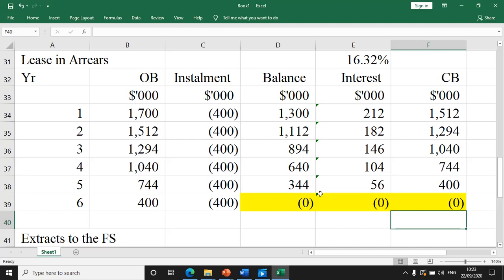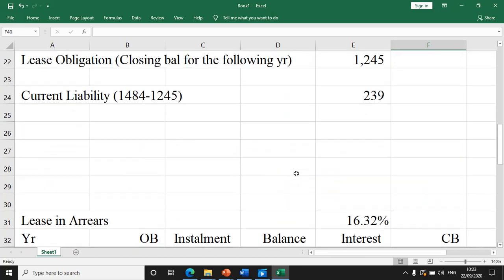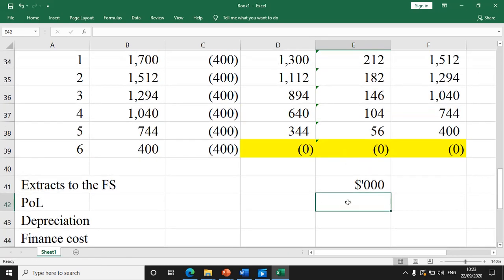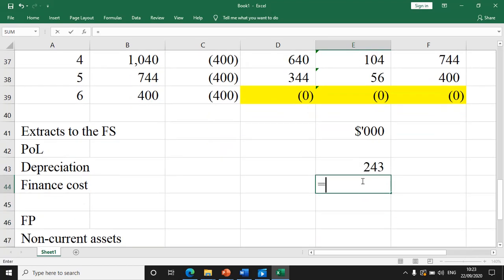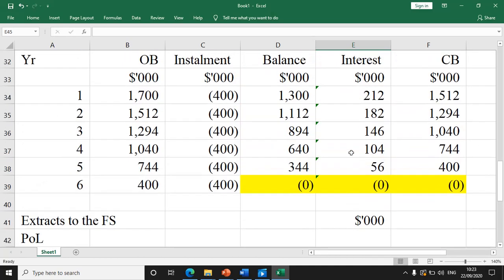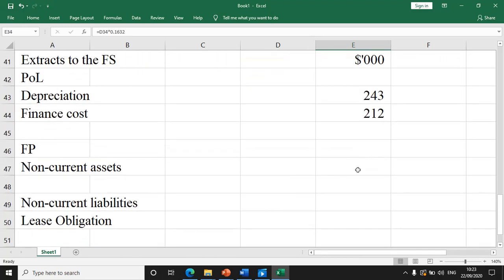So again, let us deal with the extracts. I don't think that we are going to have a big difference in terms of what we have in the other working, except of course for the non-current liabilities and current liability section. So let's begin. For our profit or loss, the depreciation will be 17 divided by 7. That is the amount there. For our finance cost in the first year, the finance cost was that much. I think you can get that one, 212. I hope that you're doing something on the other side.